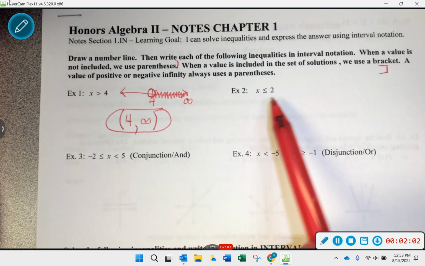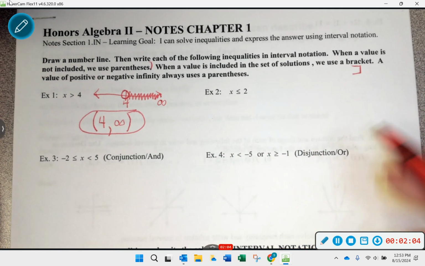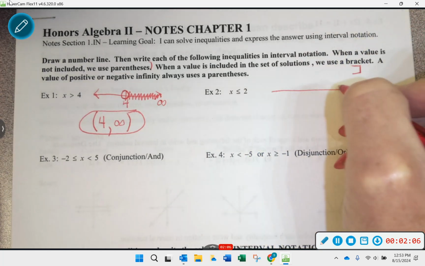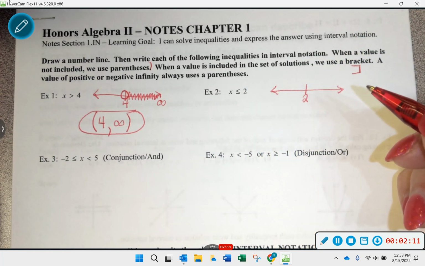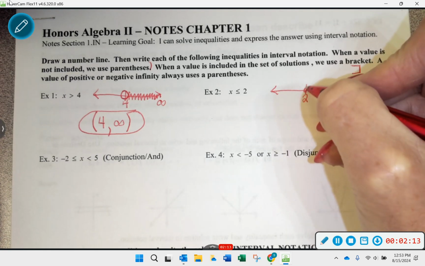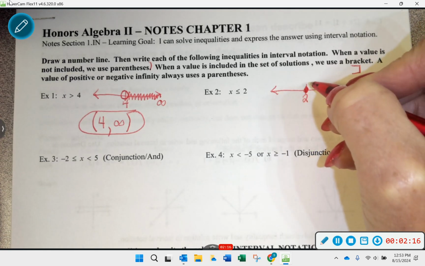Okay? All right, looking at example 2, we're going to put our number line, going to put our number 2, open or close dot. Close dot. Which way do I shade, right or left? Left.